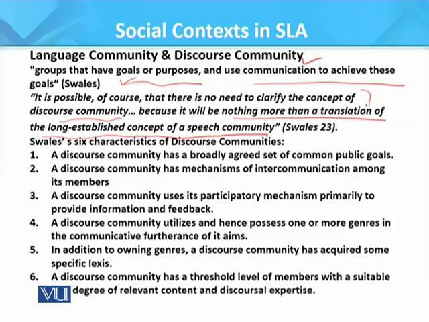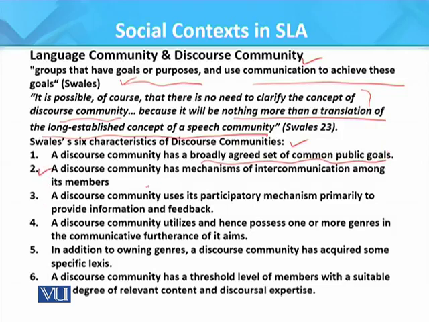Now, six characteristics of discourse communities have been identified. Number one is that a discourse community has a broadly agreed set of common public goals. For example, in terms of the teaching profession, you will see that the professors or academia have certain common public goals for which they will be interpreting or using the language.